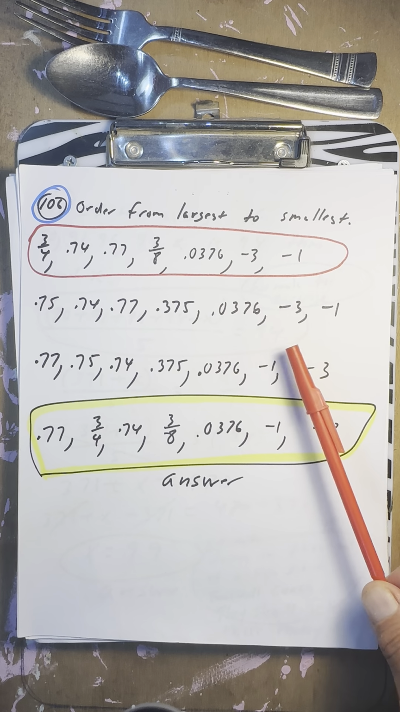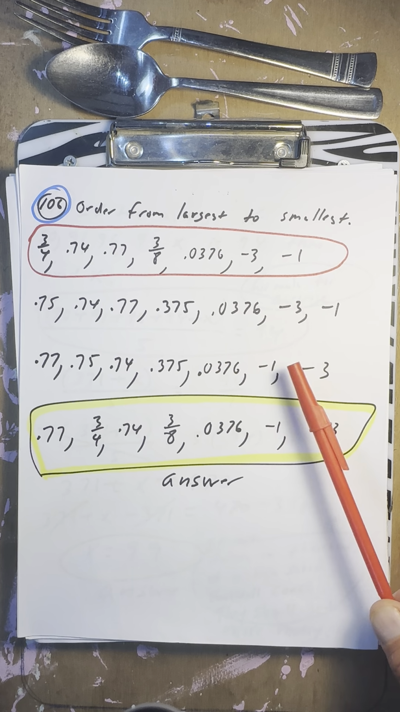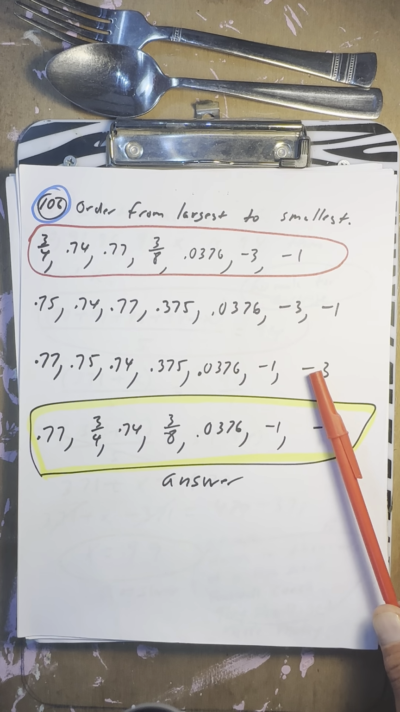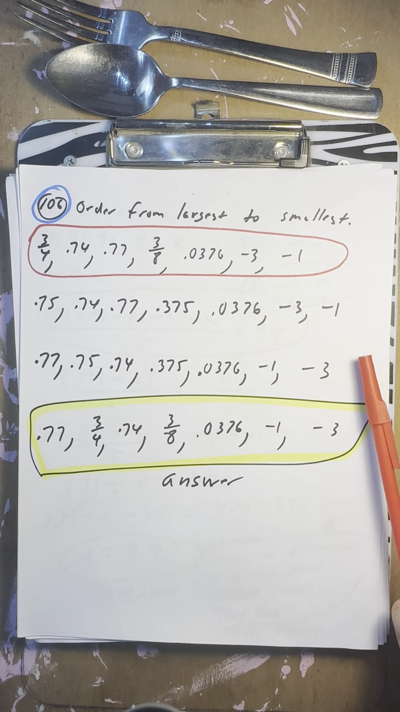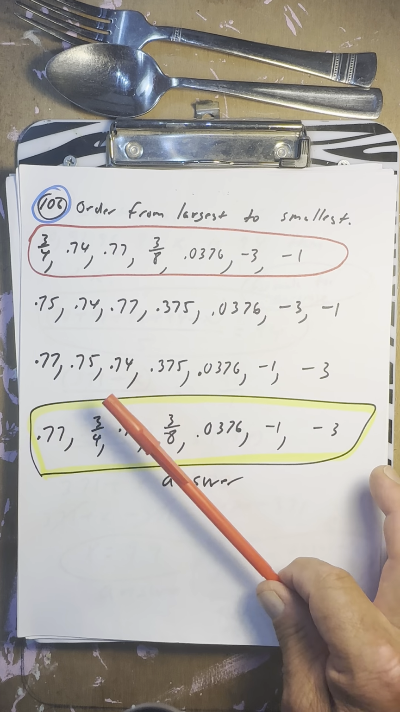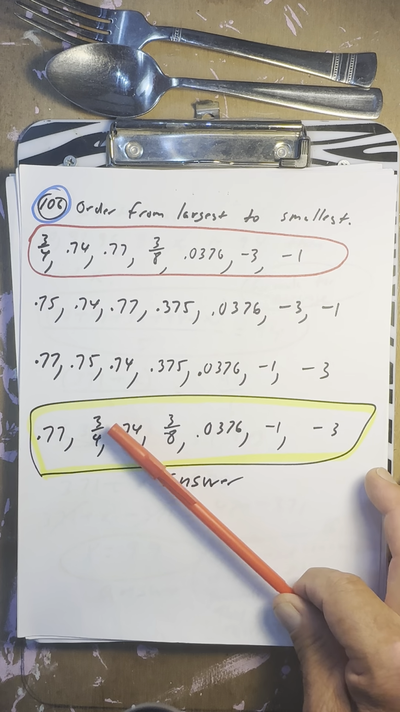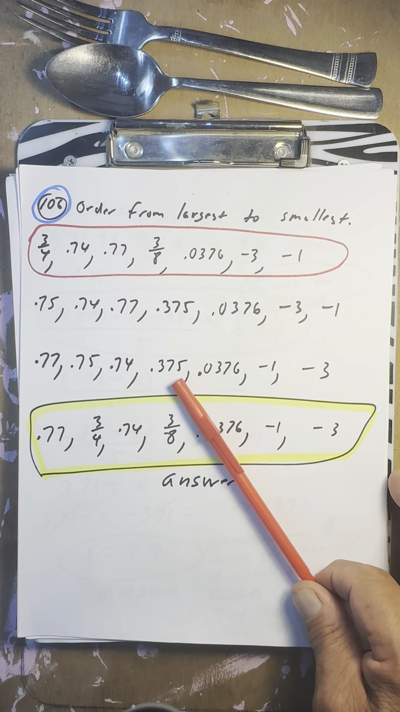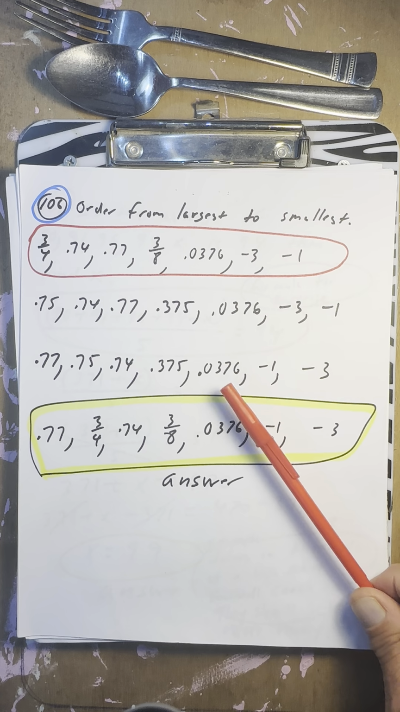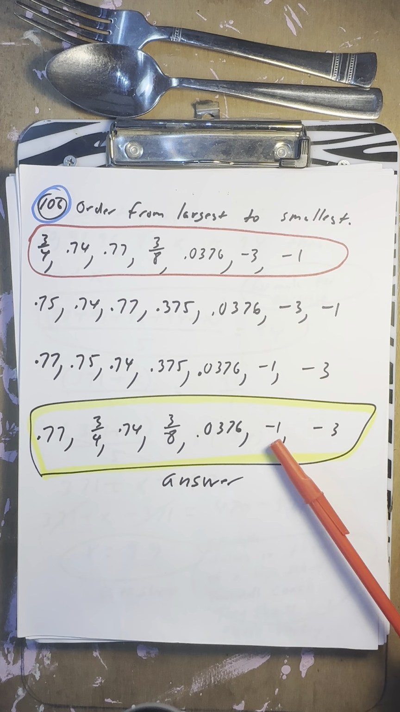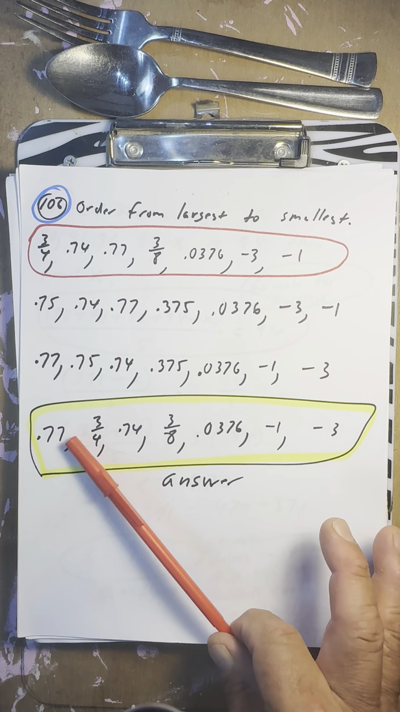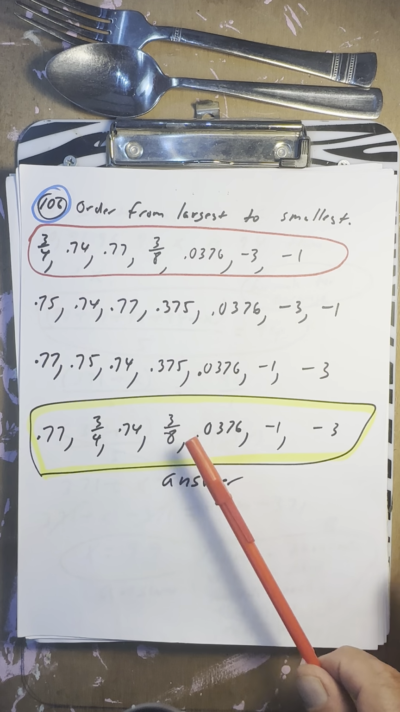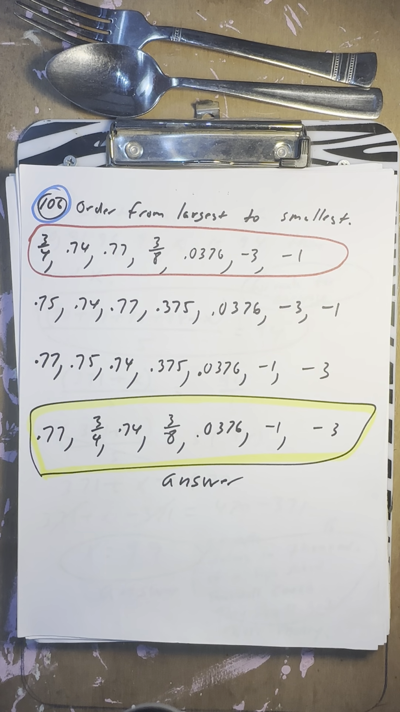And then now a -1 and then a -3. So this is the largest and the smaller. So -1 and then -3 is even smaller. So put them back the way they were. 0.77 goes here. And 0.75 really was what? 3/4. And 0.74, same thing. And then 0.375 was 3/8 up here. And 0.0376, -1, and -3. So the largest number is this number, then the second largest. So it's from largest to the smallest. That order, okay?